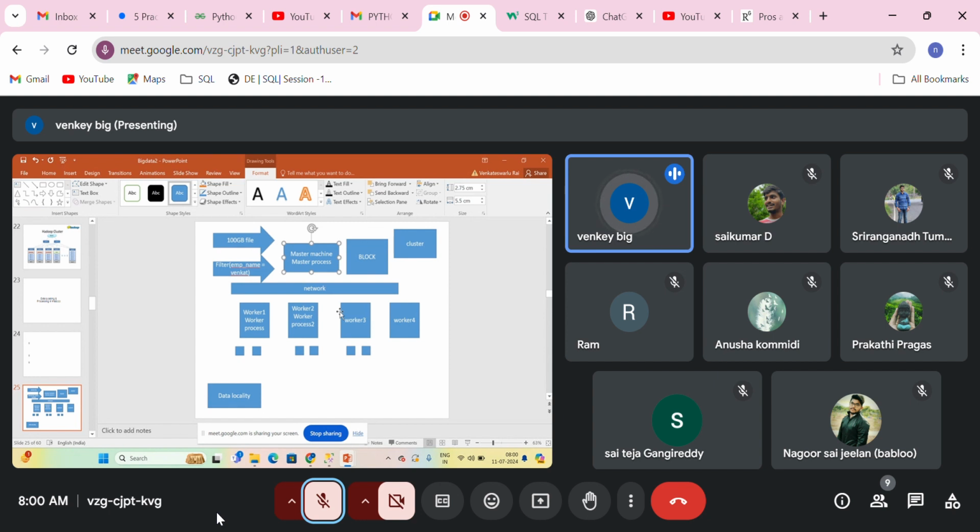Anybody have any questions, guys? Any queries till now to understand this distributed architecture?